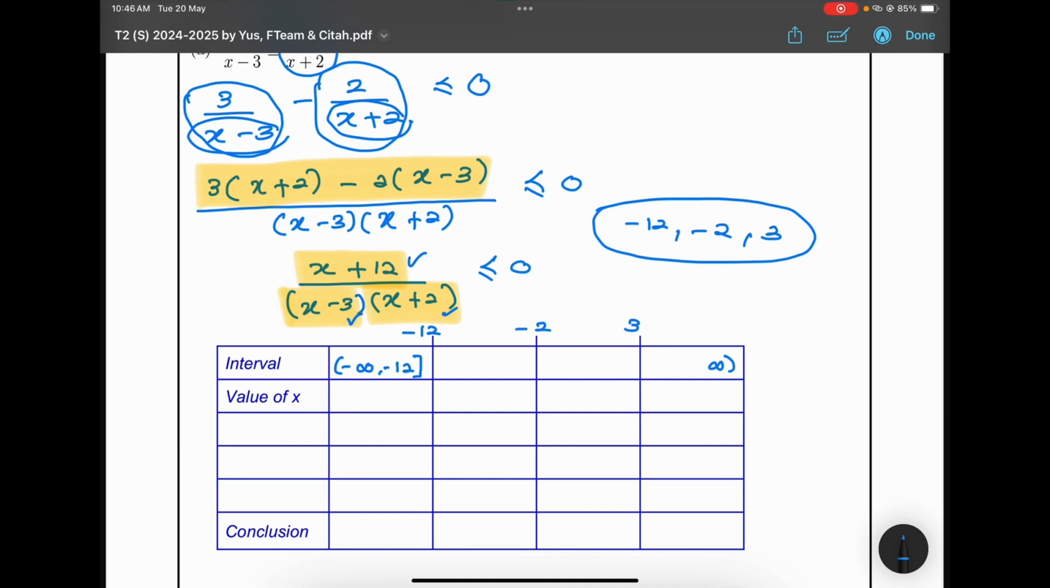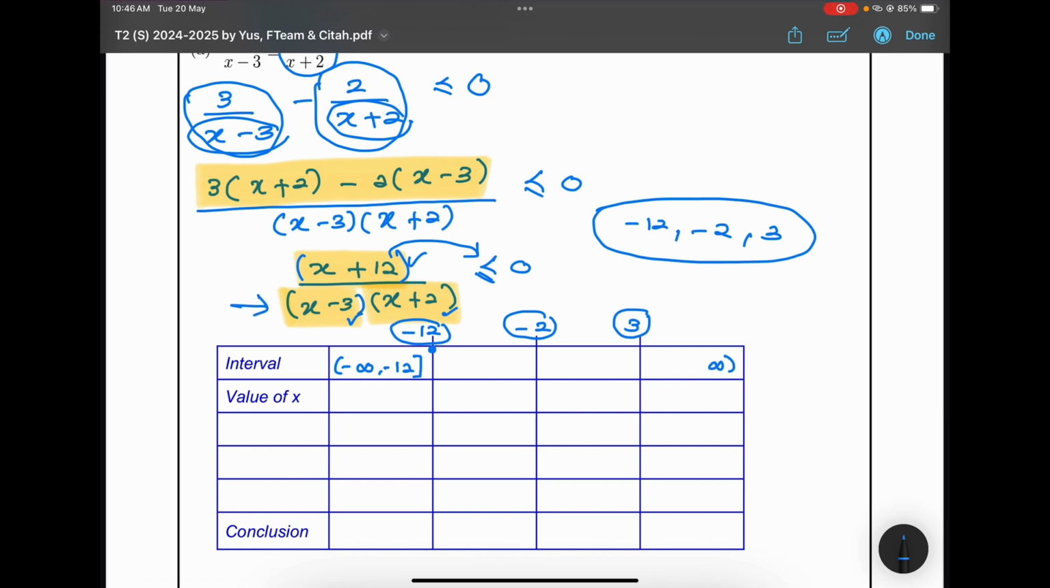Okay, kenapa kat sini madam guna close bracket? It's because this critical number comes from faktor yang duduk pada numerator. Faktor yang duduk pada numerator, sign dia kena follow inequality. Kalau ada equal, maka kat sini hitam lah. Okay, so bila hitam, bracket yang digunakan adalah close bracket.